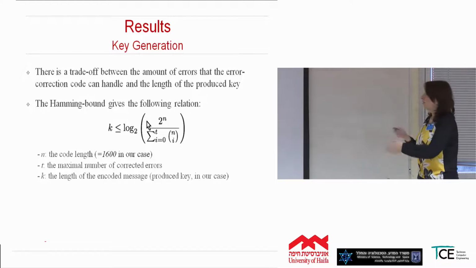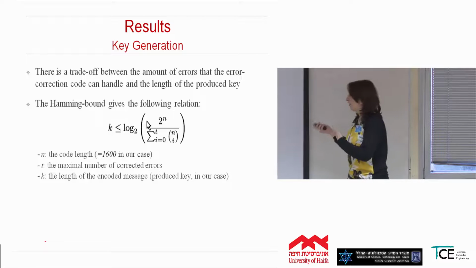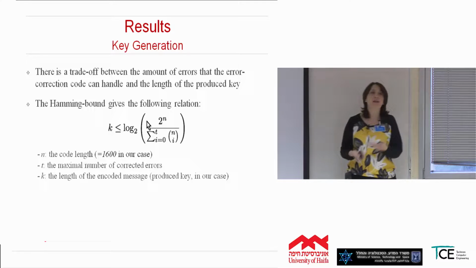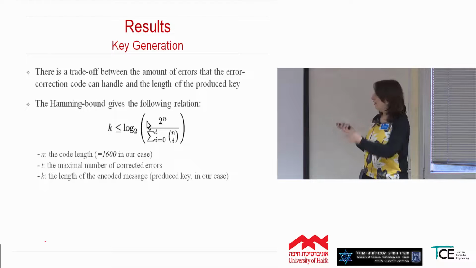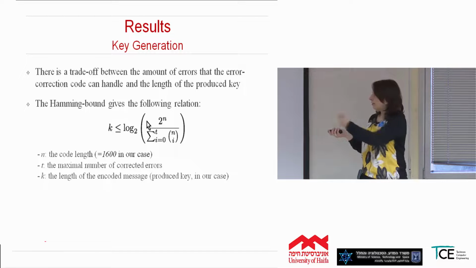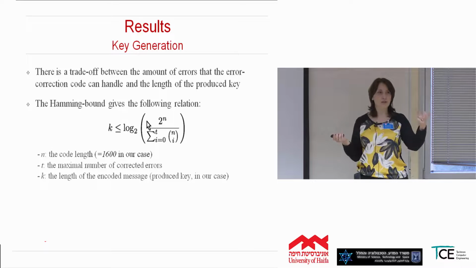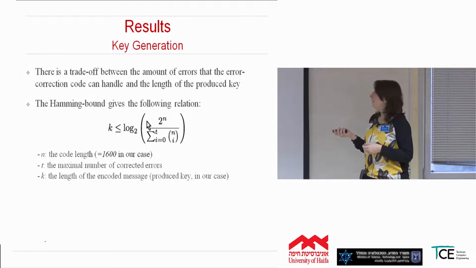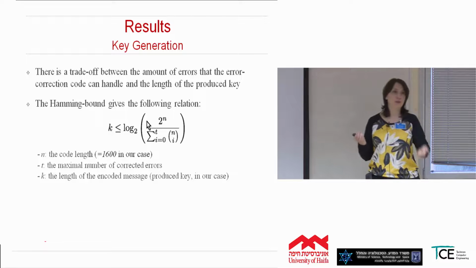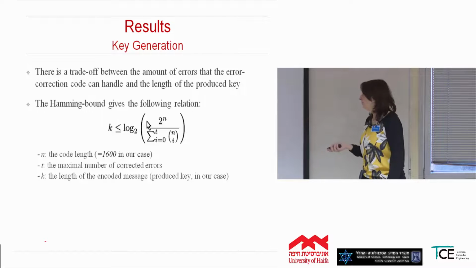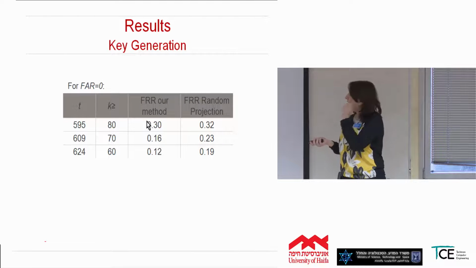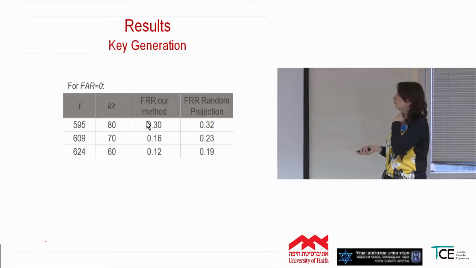So we want to get some numbers to show you how long a key we can get in theory. And this is the spherical bound. It shows the connection between the length of the code, in our case 1600, it's 800 from frontal, 800 from profile; T, the maximum number of errors we need to correct; and K, the length of encoded messages, what we want to get at the end. And we want to get K as high as possible. This is the theoretical bound that we used, and you can see the results that we get. So unfortunately, we have to correct about 600 errors, more or less.